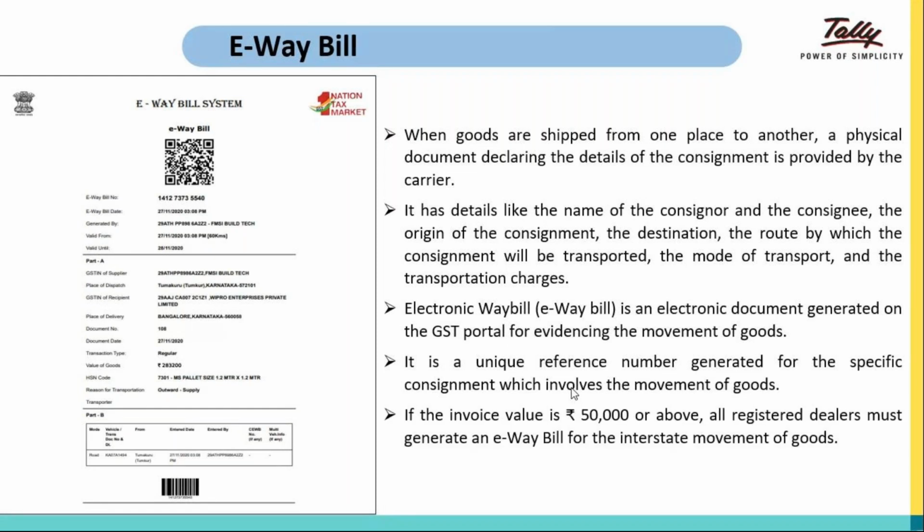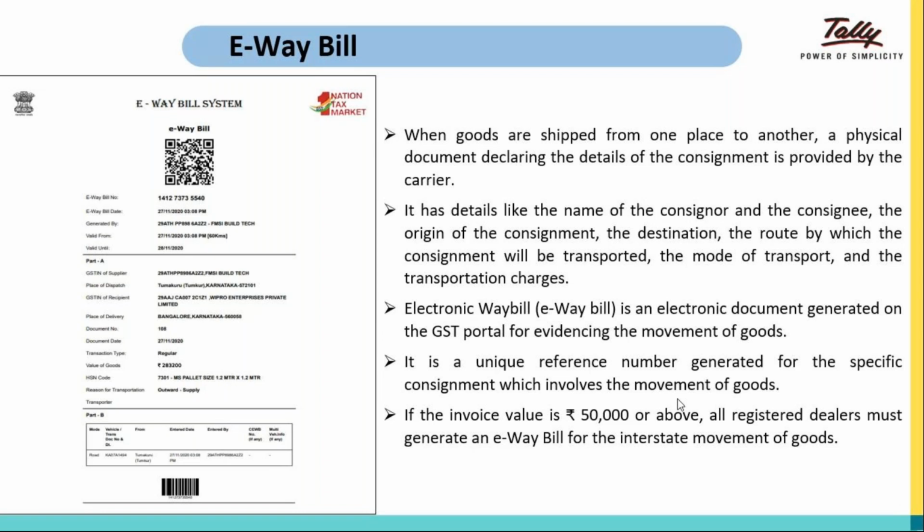Okay, now very important point. If you want, you can even take a screenshot of this now. If the invoice value is 50,000 or above, all registered dealers must generate an e-way bill for the interstate movement of goods. Okay, so now we will understand what is the threshold limit for this e-way bill. Are you transporting goods worth 5,000, 10,000, or 25,000, or is there any certain limit given?